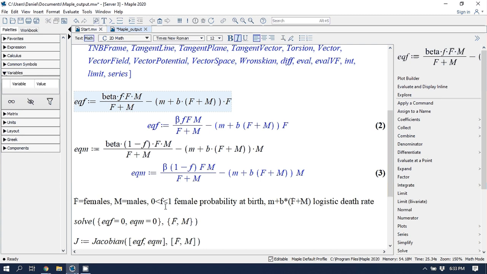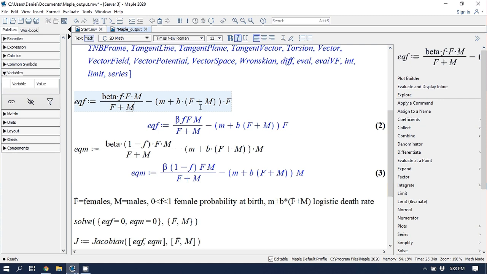So from now on, whenever you see f, you should always remember that f is between 0 and 1 because it's a probability, right? The probability of a newborn being a female, which means the corresponding quantity in the equation for the males obviously is 1 minus f. So if f is the probability of a female newborn, obviously 1 minus f will be the probability of a male newborn. Again, for simplicity, I choose the same mortality for females and males. In reality, they're not the same.